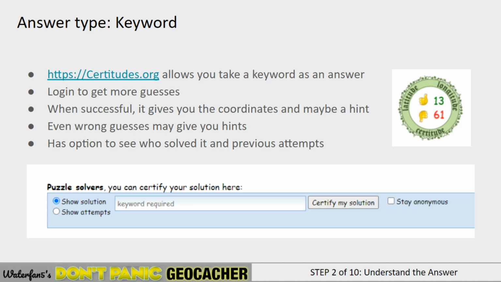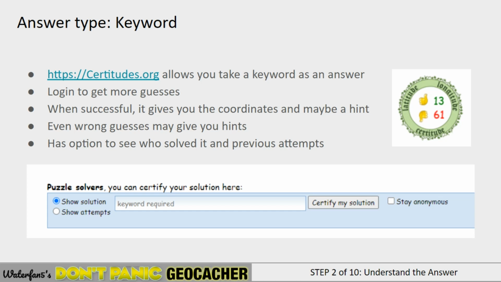This is important because that means that the puzzle will provide you a keyword. It could be one word or multiple words. If it's multiple, it could often be without spaces, but again, those are hints that you have to look for. The Certitudes checker allows you to log in. You have to create an account for it. Once you log in, it will give you more options and more hints that may be useful if you're not sure about the answer.